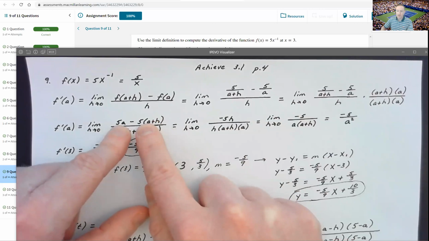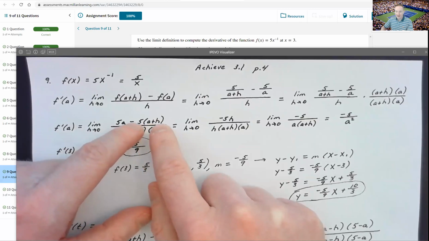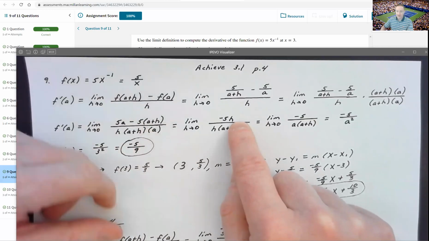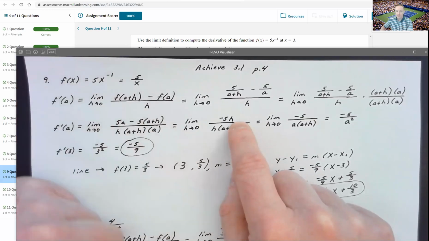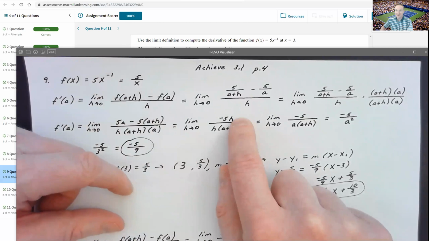Please remember the terms of f of a plus h and f of a always cancel, never combine. Your terms of 5a here certainly do cancel, but you'll also have a minus 5h that doesn't cancel. You might also recall what I said in the last problem. Any terms that don't cancel must have a factor of h. Well, there's only one term that didn't cancel, and it certainly has a factor of h.